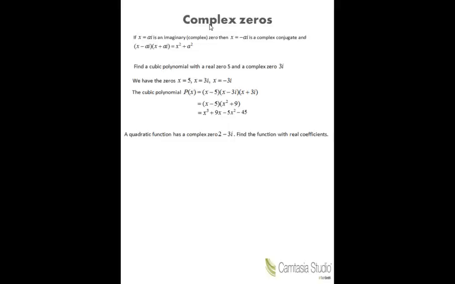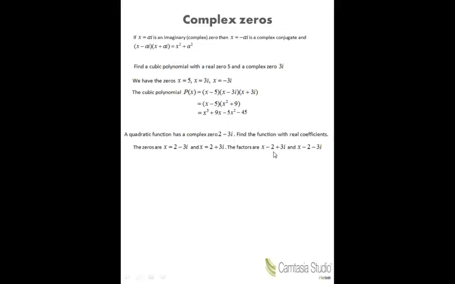We have another form, a little complicated. A quadratic function has a complex 0, 2 minus 3i. Find the function with real coefficients. It is quadratic, so I have two zeros. So you can write as follows. x equals 2 minus 3i is a 0, so another 0 for sure will be 2 plus 3i. You just replace your imaginary 3i with a negative to a positive and keep your 2 as it is.